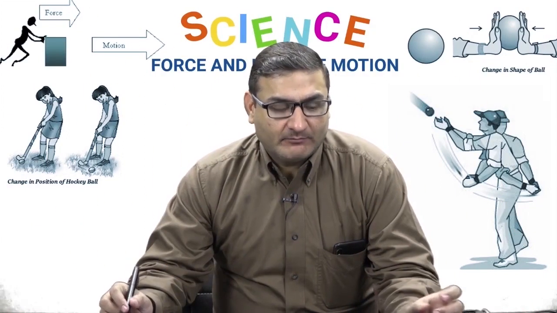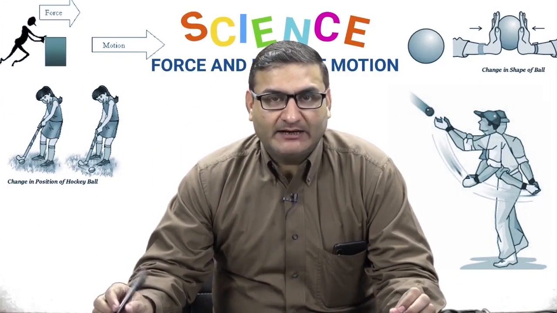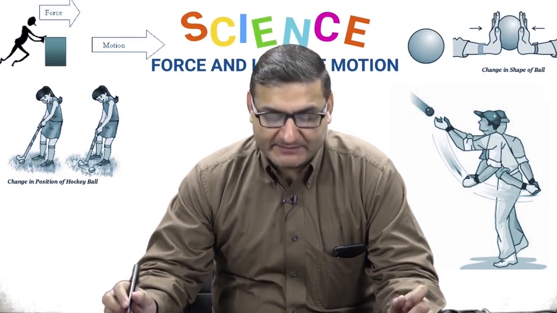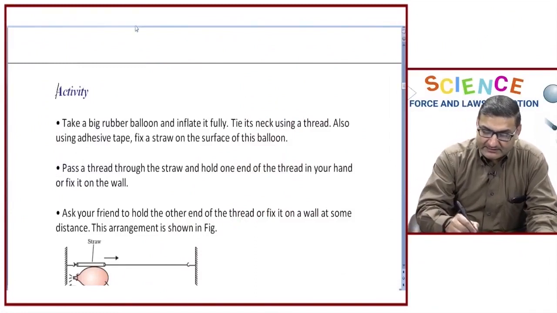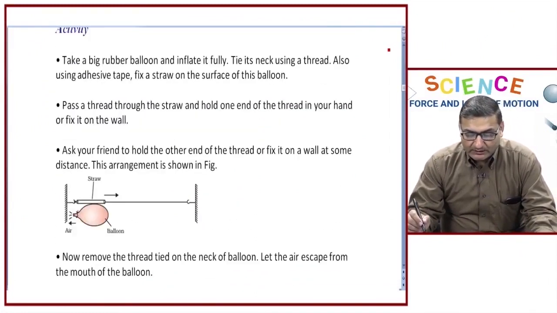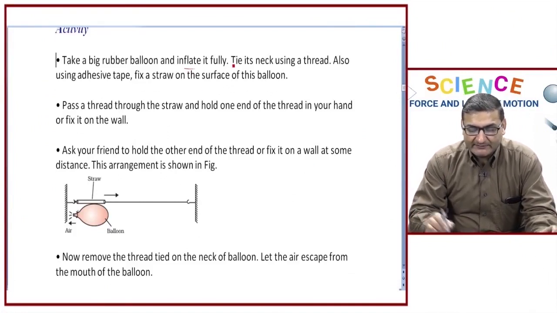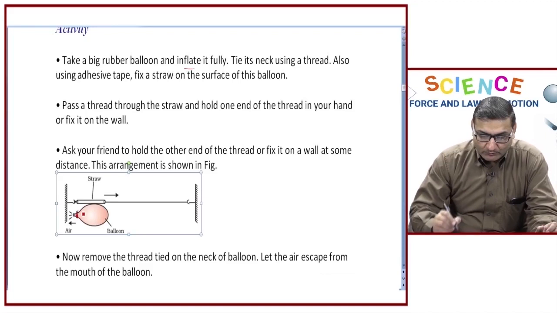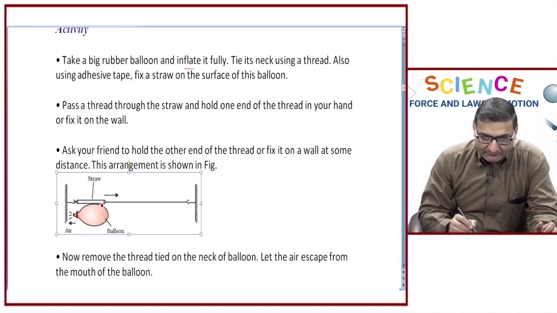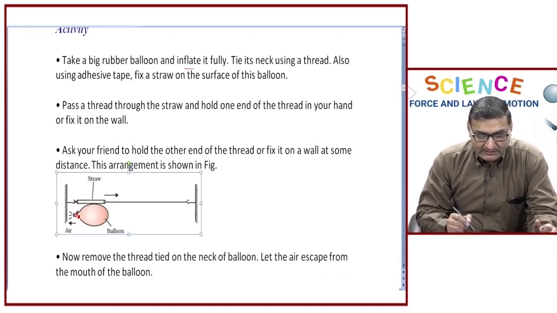Let us now perform a few activities once again to relate Newton's third law of motion and the various observations made. In this activity, let us take a rubber balloon and inflate it fully. Now tie its neck, which we tend to do using a thread and an adhesive tape. Then we'll fix a straw on the surface of this balloon.